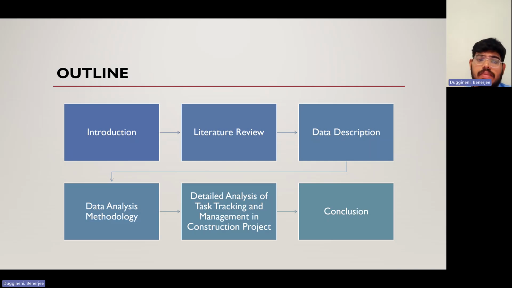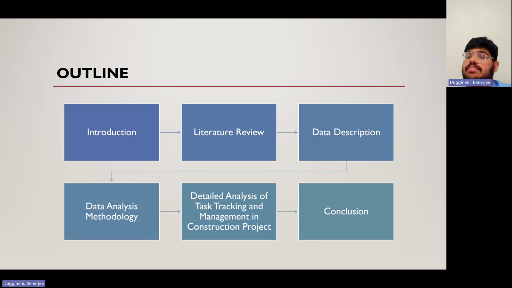Coming to the problem statement, mainly the construction industry faces a lot of challenges in managing project tasks due to underutilization of extensive data. We have a lot of data, but we are unable to use the data in the proper manner, and ineffective data management results in delays in the duration, which ultimately leads to an increase in the cost, and it also leads to difficulties in maintaining safety and quality standards.